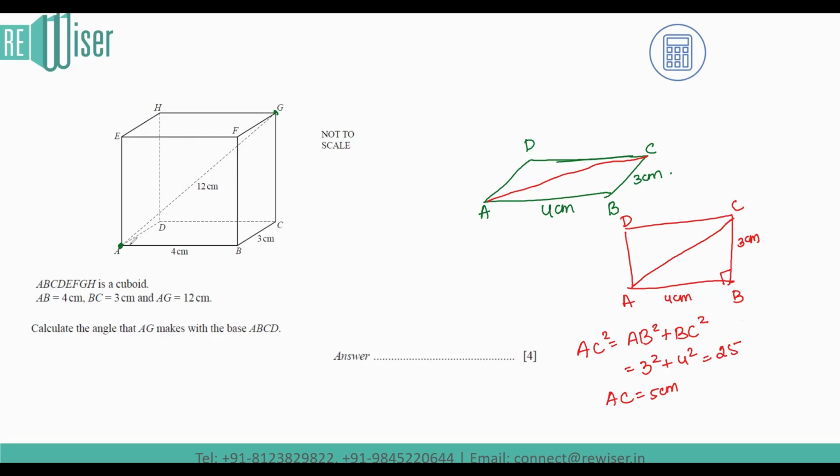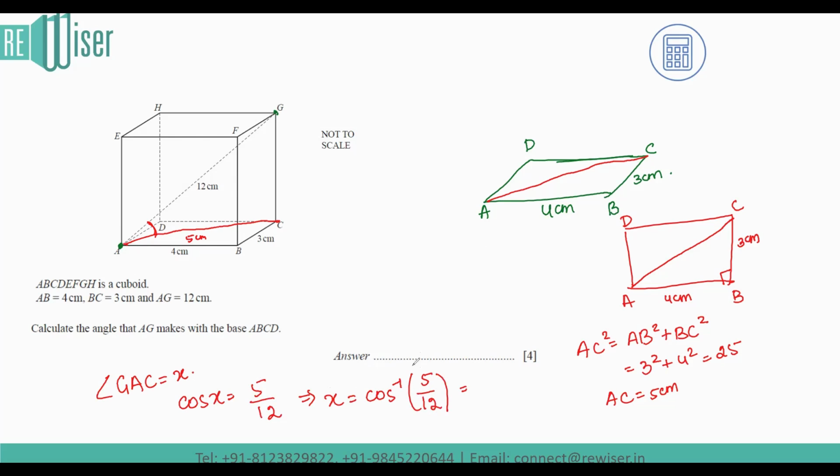Now, in order to find the angle AG makes with the base ABCD, we use the cosine rule. We need to find the angle GAC. Let it be equal to some x. From there, we get cos of x equals adjacent side by hypotenuse, that is 5 by 12. From here, we get the value of x is equal to cos inverse of 5 by 12.